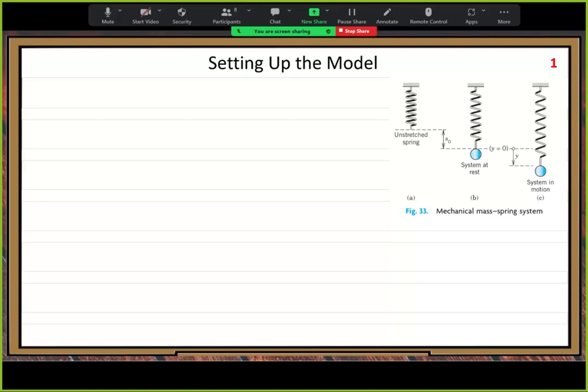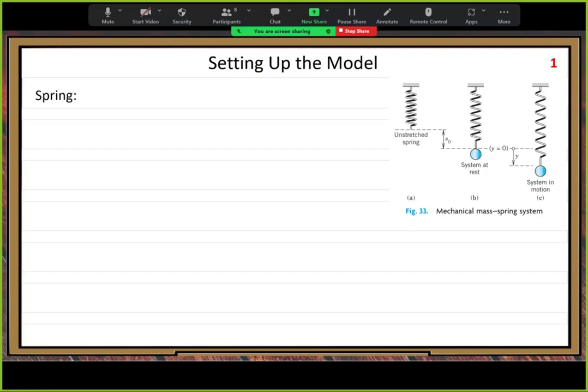So this is a typical mechanical mass spring system. At the beginning, we have a spring like that, no weight. Then we put an iron ball below, so there is a weight for this iron ball. So it is stretched a certain displacement, S0. Then we can apply some force on the system.